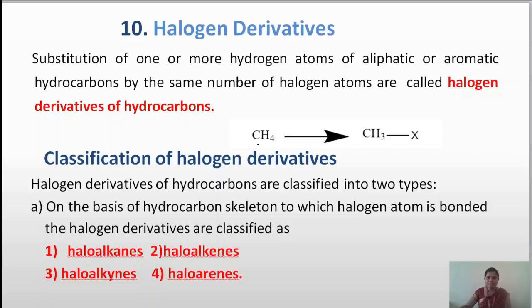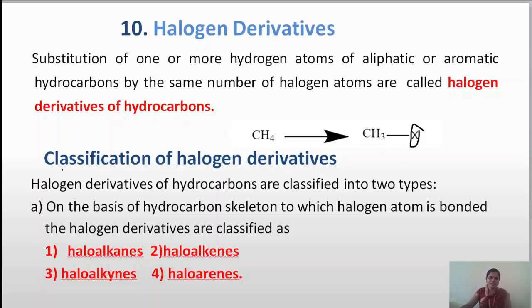Here I take the example of methane. What is the formula of methane? Formula of methane is CH4. And when I replace one hydrogen atom of this methane by one halogen atom, then I will get this type of structure. Here X represents the halogen atom, and I replace one hydrogen atom of this methane by this X and I will get CH3X, and this CH3X is called the halogen derivative of methane. Here this X may be chlorine, bromine, iodine or fluorine.